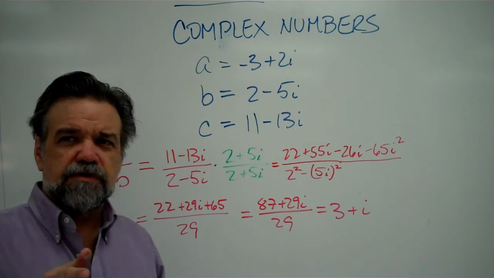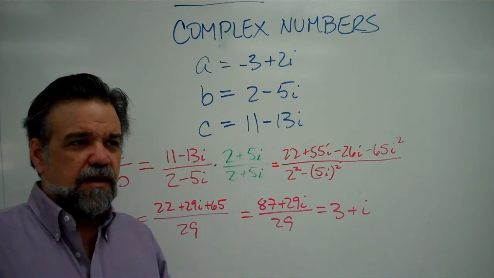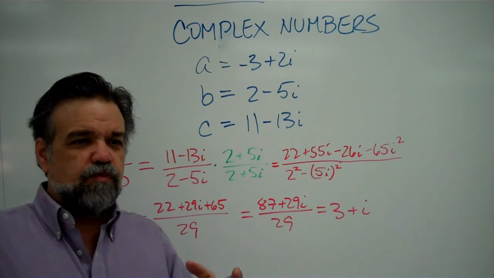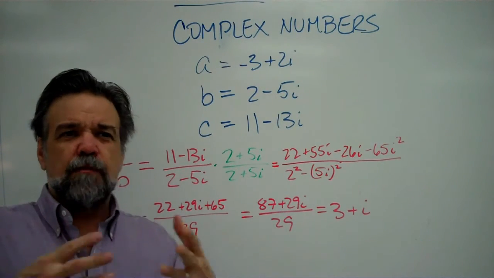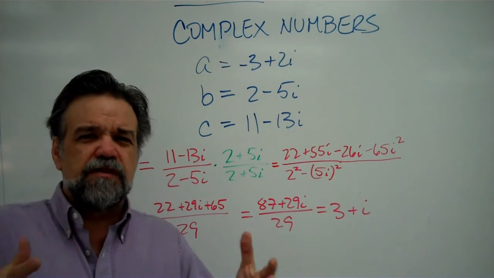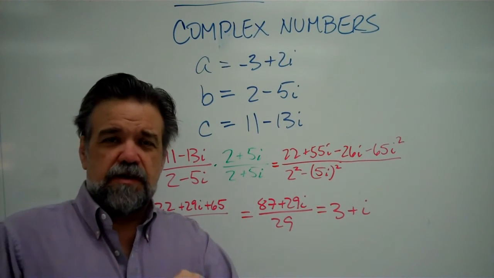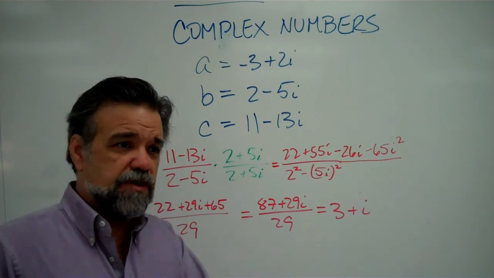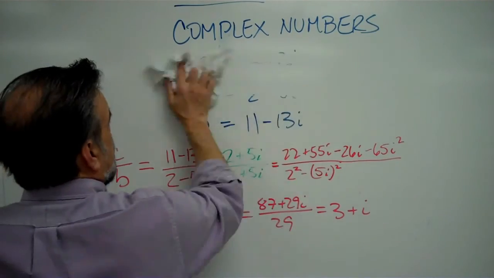Let's answer a couple more questions. The first question is complex numbers: what are they? Where are they? How big are they? Where is it on the number line? Interesting question. Strange answer. Let me tell you what it is.